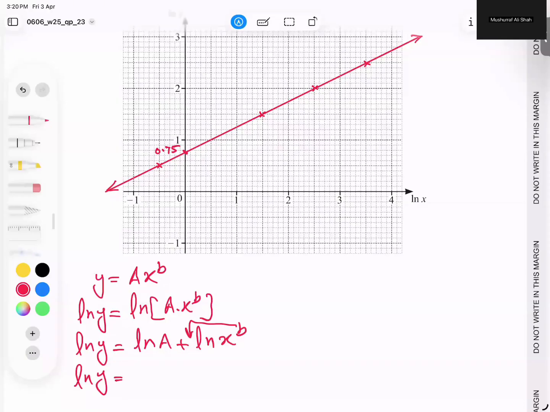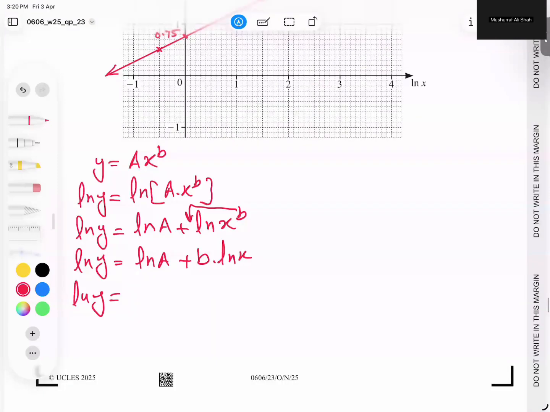You may ask why, sir? Because y is equal to mx plus c. This is called c, this is called the gradient. So I can tell easily the gradient and y-intercept. So what is this? This is called 0.75.